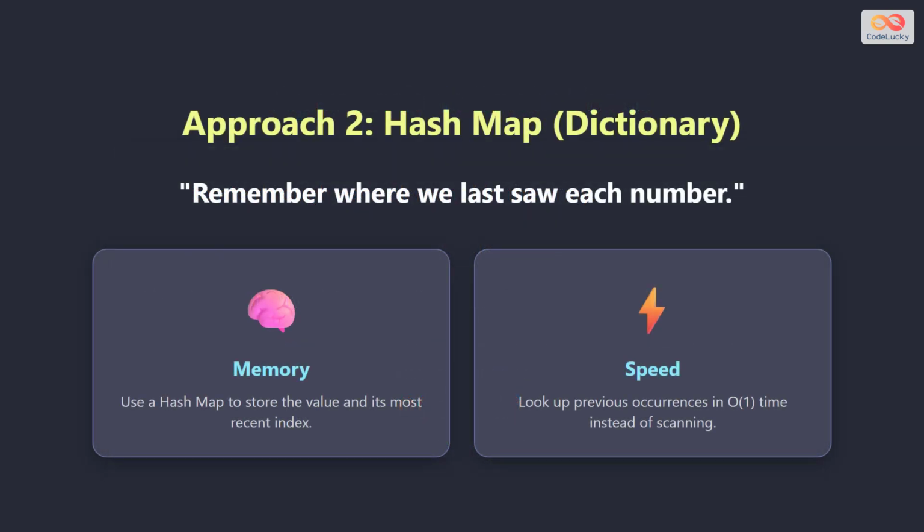We can do better by using a hash map, also known as a dictionary in some languages. The main idea is to remember where we last saw each number. By storing the index of each number as we iterate, we can check for duplicates instantly without rescanning the array.